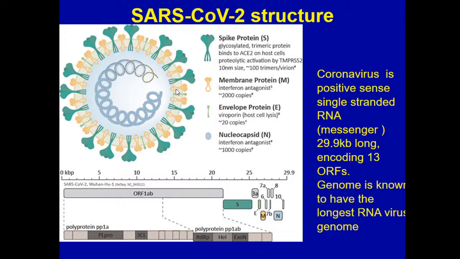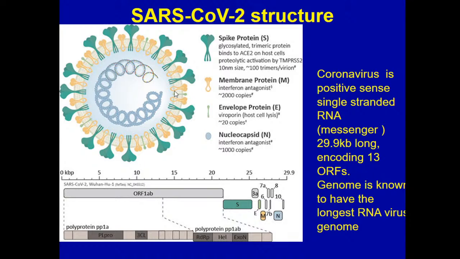So then the second type is membrane protein. It is also incorporated into the membrane. And the very important function of it is interferon antagonist. It inhibits the activity of type one interferon. So that's one of the ways to escape immune response. And we have around 2000 copies per virion.